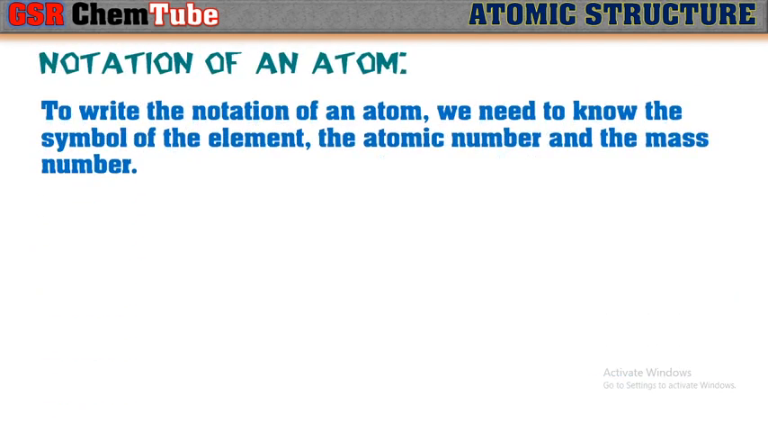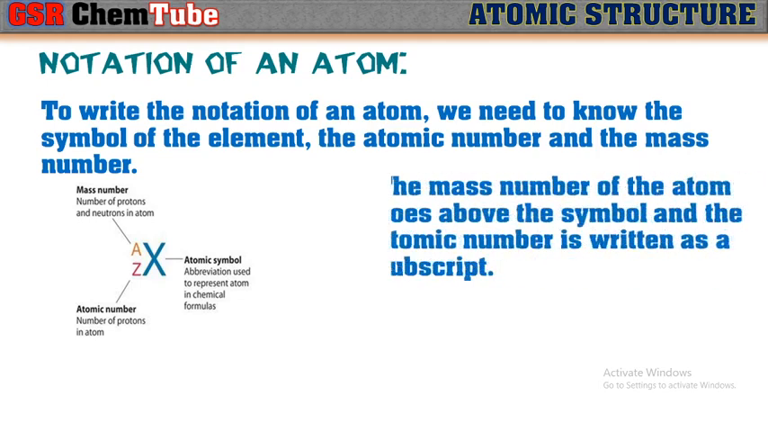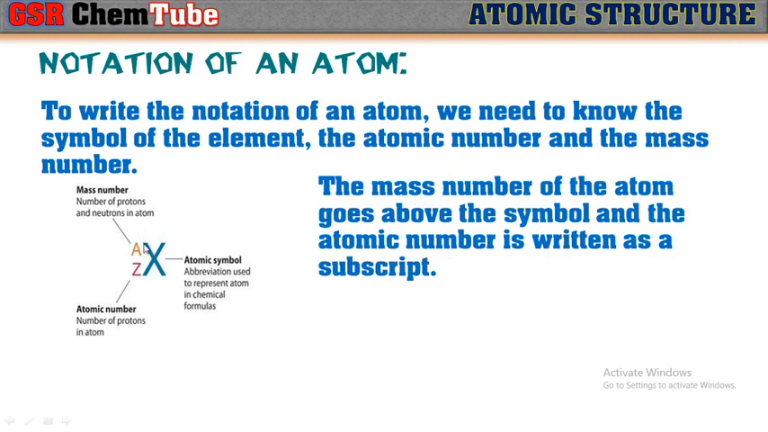Notation of an atom. To write the notation of an atom, we need to know the symbol of that element, the atomic number and the mass number. If we know the symbol, atomic number and mass number, we can give the notation for that atom. First, we write the symbol of the element, and the mass number is written at the top left side, and the atomic number is written at the base, as a subscript. In this way, this is called the notation of an element or atom.